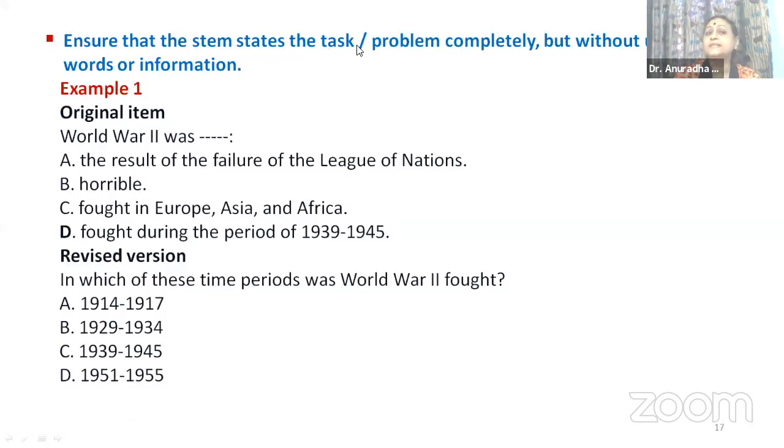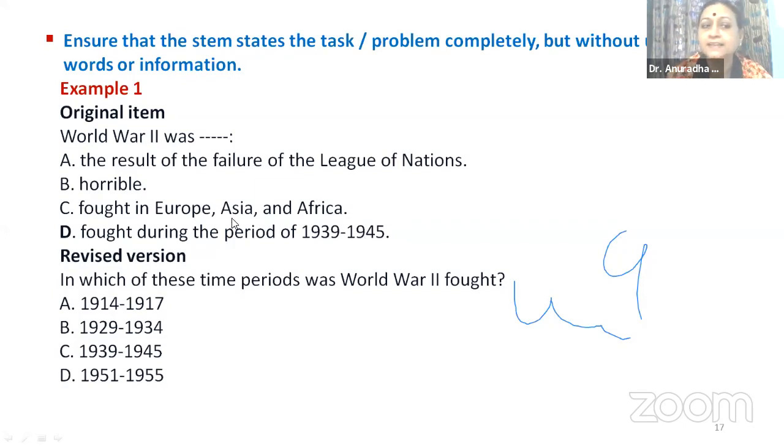Ensure that the stem states the task or the problem completely but without unnecessary words and information. Here's an example. World War II was ___. Just see, World War II was, it's such an incomplete kind of stem. Now, what are the options given? The result of the failure of the League of Nations. One option. Horrible. This has appeared in an exam paper, not my creation, please. Fought in Europe, Asia, and Africa. Fought during the period of 39 to 45.